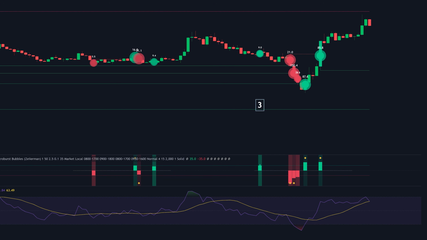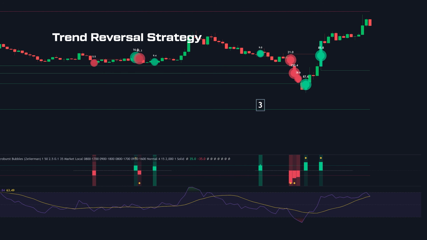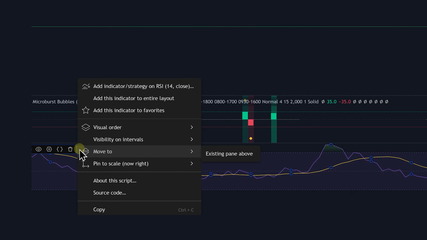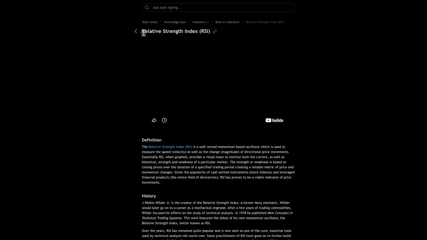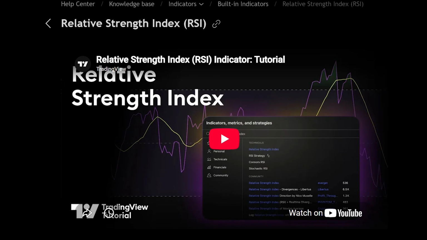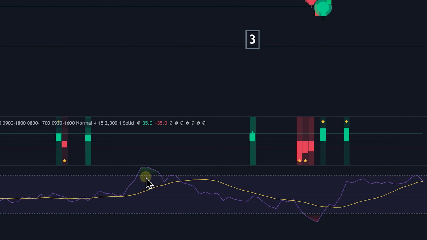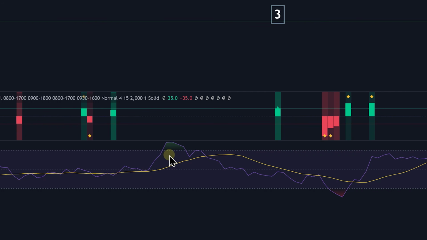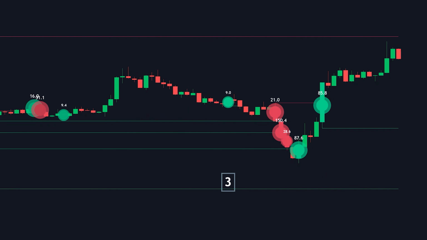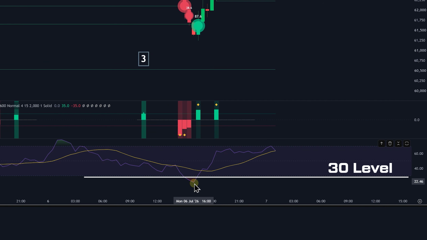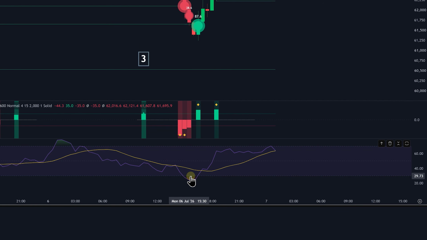Strategy number 3 is the trend reversal strategy. Basically, to identify overextensions of the trend, you want to add your RSI. Once you have the RSI, you will be using it to identify overextensions. Whenever the market pushes up so much that the RSI goes above the 70 level, that is an overextension of a bullish trend, and the price might start reversing to the downside. If the price overextends to the downside and the RSI goes below the 30 level, that could mean that the price is overextended to the downside and may start reversing to the upside.